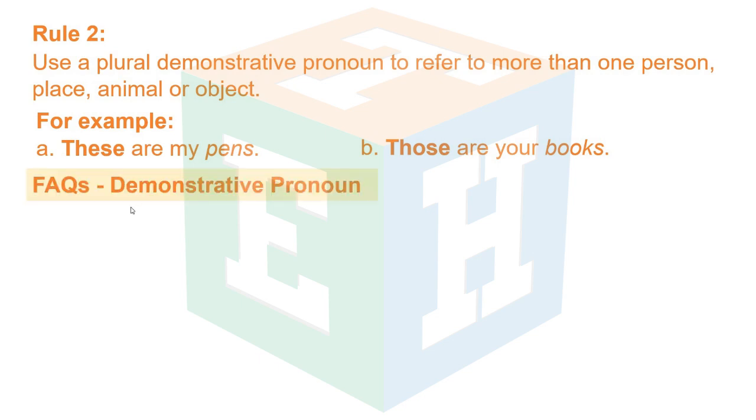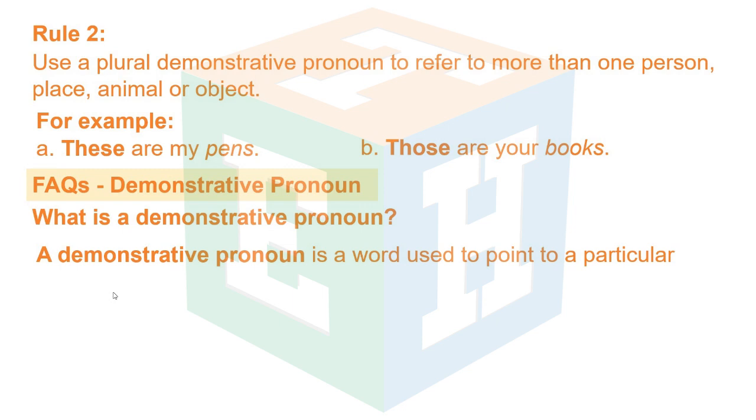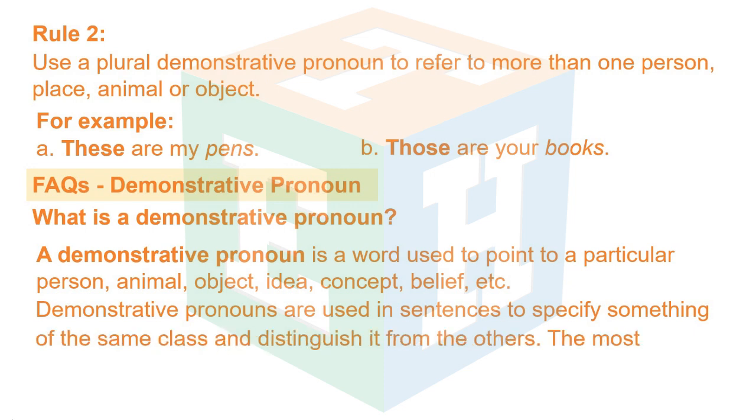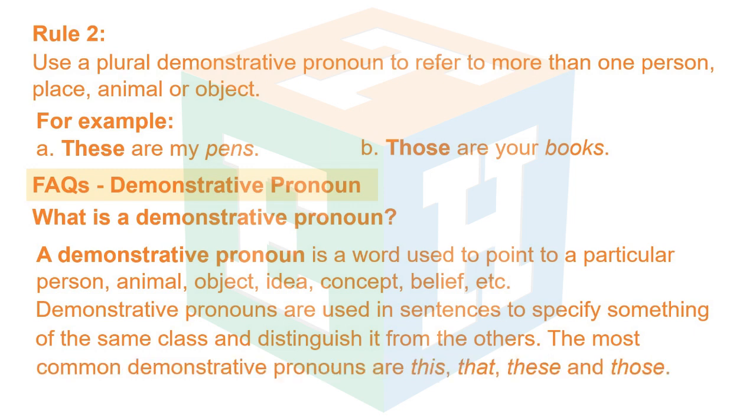Facts or frequently asked questions. Demonstrative pronoun. What is a demonstrative pronoun? A demonstrative pronoun is a word used to point to a particular person, animal, object, idea, concept, belief, and others. Demonstrative pronouns are used in sentences to specify something of the same class and distinguish it from the others. The most common demonstrative pronouns are this, that, these, and those.